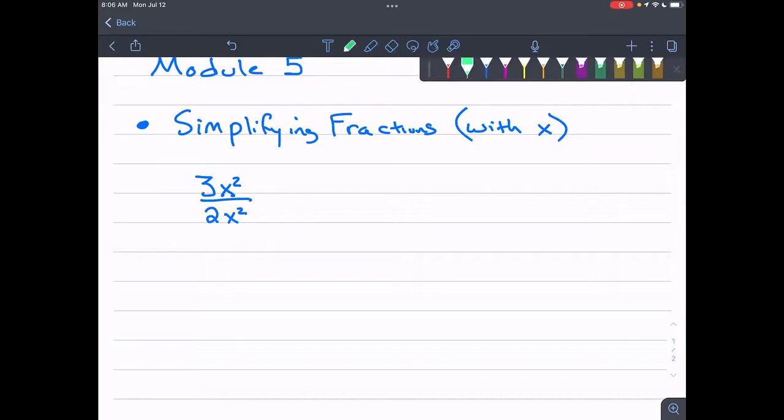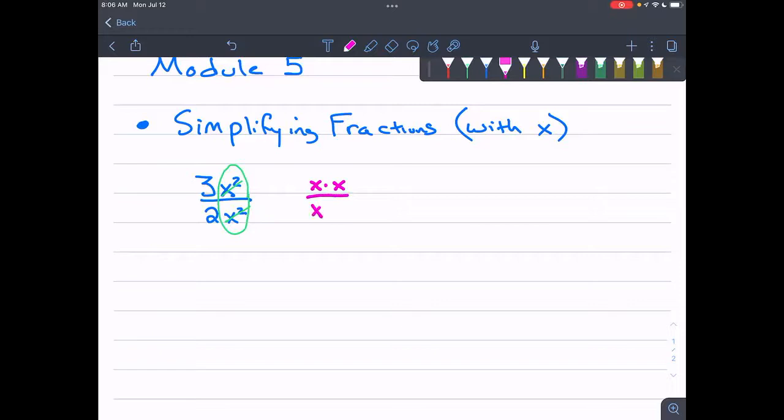It'll probably be easy. If you've got the exact same thing on top and bottom, you can go ahead and cancel those if they're being multiplied. So x squared and x squared could be gone. That's one way to look at it. You can also think of it as x times x. x squared is just 2 x's being multiplied.